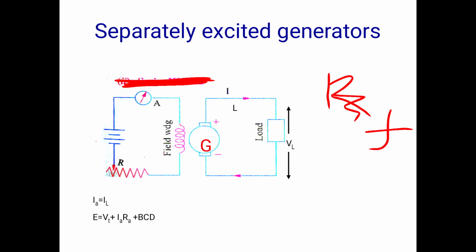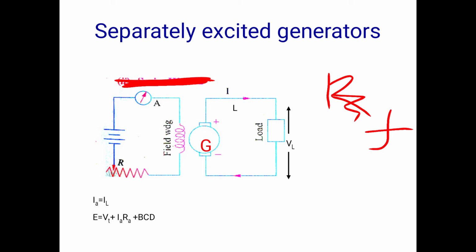Here, first, the current equation. This circuit has mainly two currents: first the armature current, next the load current. From the armature winding to the load, the number of current paths equals 1. So the total armature current must pass through the load. So the current equation here is: armature current equals load current, IA equals IL.